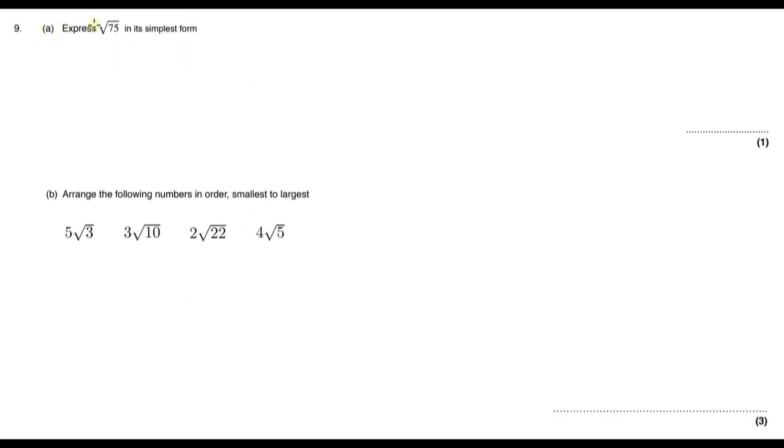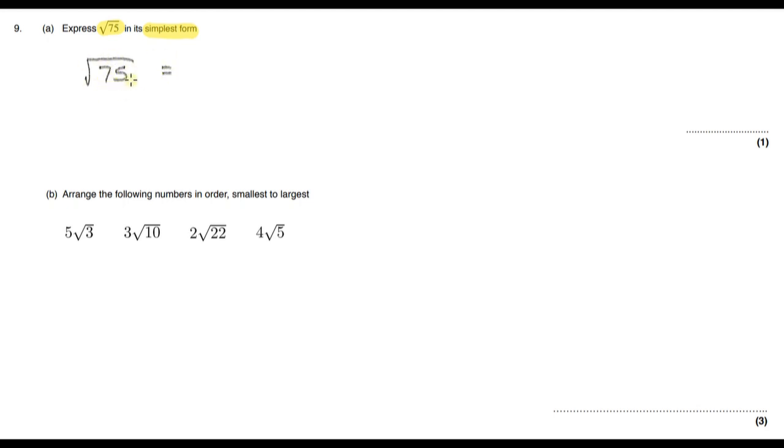Question 9, part A, express root 75 in its simplest form. So we're starting off with root 75. Now, the way I like to do this is try and think of two numbers that multiply together to get 75. So we're going to break this down.